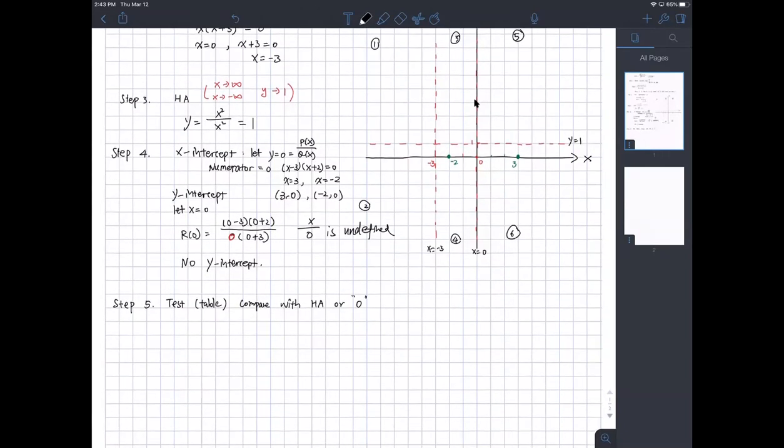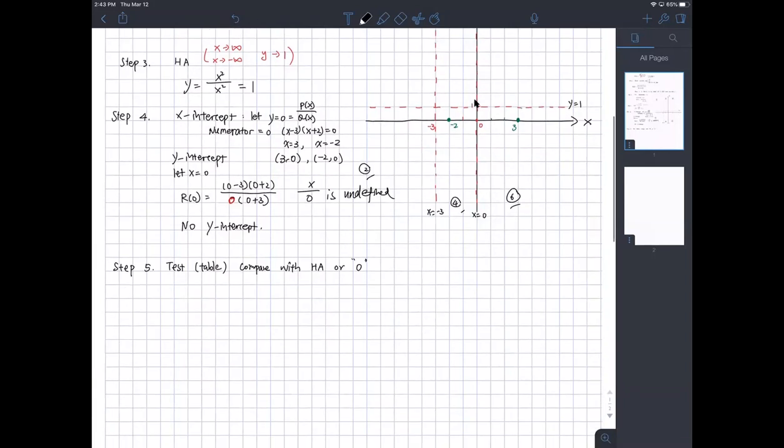We try to figure out if the y value you get is more than y equals 1, then we are in region 1, 3, or 5, right? And if the value you got is less than 1, then we are in region 2, 4, or 6, and so on. All right, so let's make a table. When I make the table, I will follow my regions.